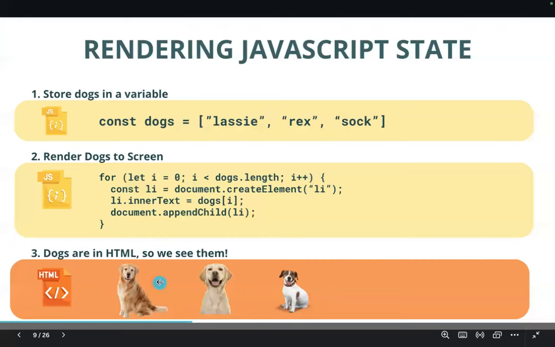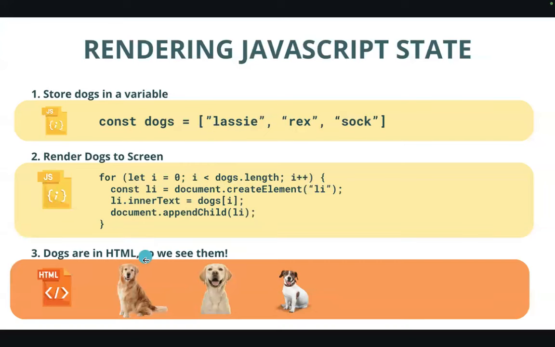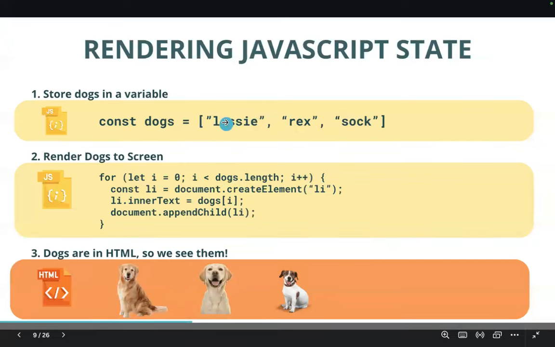And I put pictures of dogs here. That's not actually what it would show if you really wrote this code out. It would show just the words, the names. But we're going to pretend that it's showing the whole images of these dogs. So there's Lassie, Rex, and Sock.